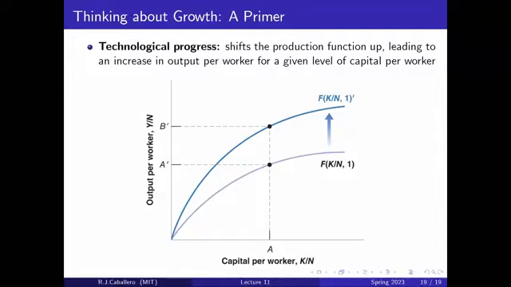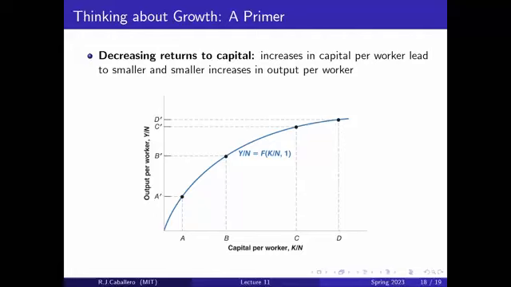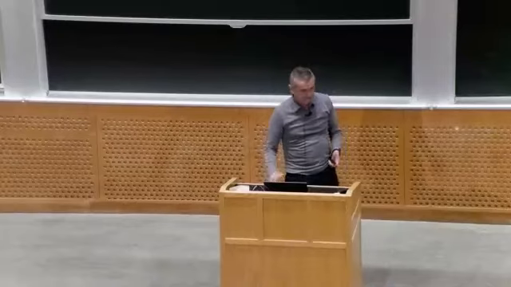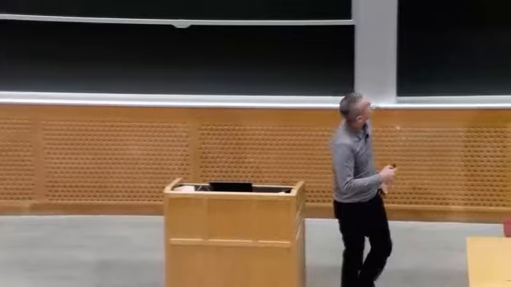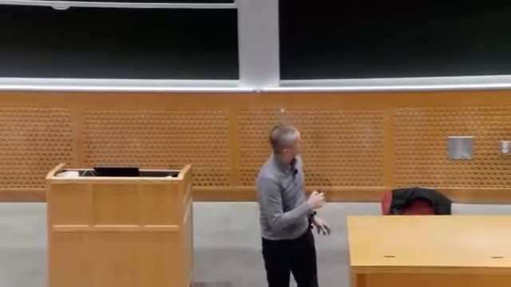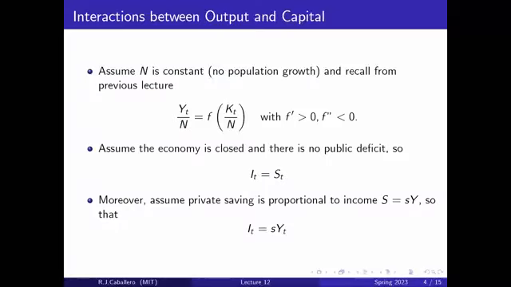So let's go, I'm going to shut down this channel for now and focus on the case without technological progress first. Okay, so we put things together. We said, from the previous lecture, we can write output per person as an increasing function of capital per person.